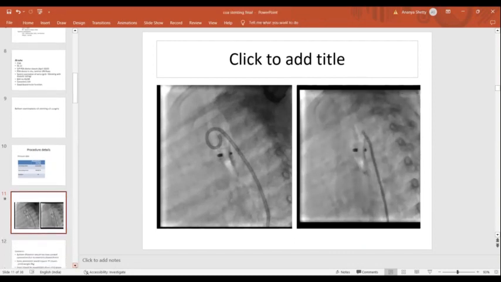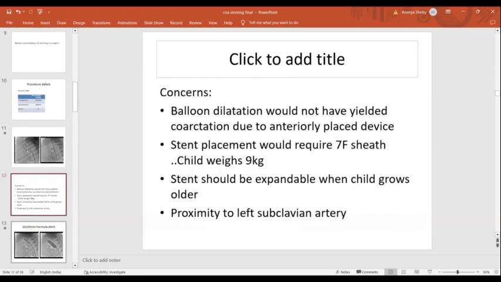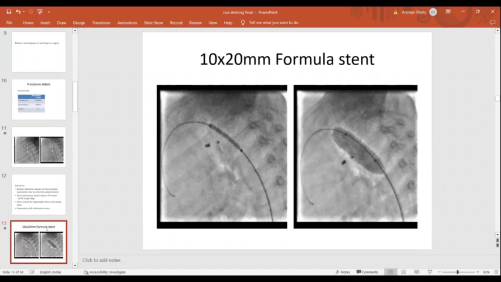So the following concerns were raised regarding the next management. Suppose we did balloon dilatation, then we felt it wouldn't have yielded because of the anteriorly placed device. The next option is placement of a stent, but stent placement would require a 7F sheath and this child weighed only 9 kgs. Also we had to keep in mind that the stent should be expandable when the child grows up. And we had to take care that the left subclavian artery is not jailed. With all this in mind, we went ahead with coarctation stenting.